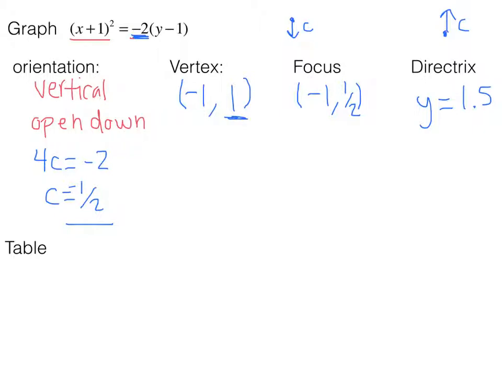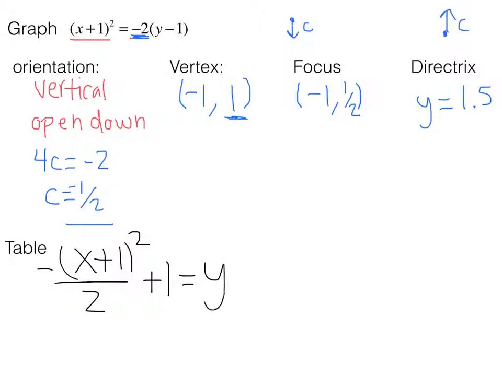Next, we're going to need a table of values. The first thing you're going to want to do is isolate y in your equation. So I'm going to divide by negative 2, and then I'm going to add 1, and that's going to give me an equation where we solve for y. The next thing I'm going to do is make a table of values. The vertex is going to go into the middle of my table.